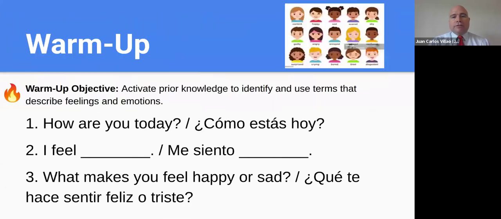Now, our warm-up for lesson 7 will relate to emotions and feelings. The objective is that you will activate your prior knowledge to identify and use terms that describe feelings and emotions. Notice there are 2 questions and one sentence. You answer the question for number 1, then you fill in the blank for number 2. It's bilingual, English and Spanish. You just have to answer it in English, orally.